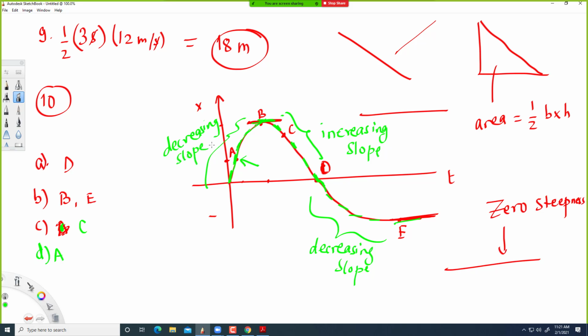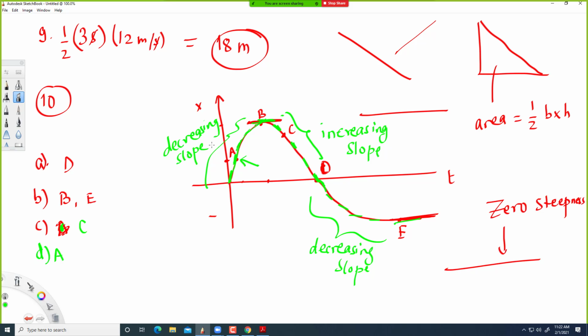Is it not factoring the sign of the slope, or just the magnitude? Yeah, this is asking about the magnitude, right? Magnitude of the slope. Yeah, because it's asking for the speed. Speed means you don't need to worry about the sign.